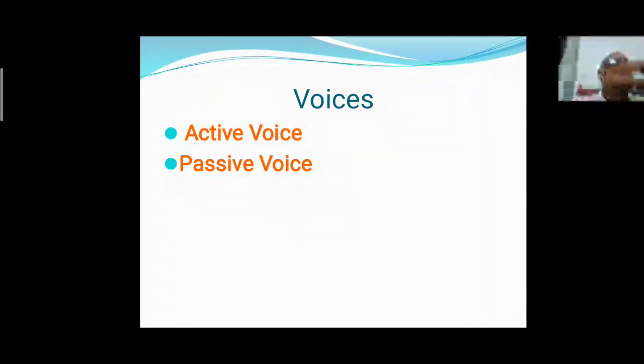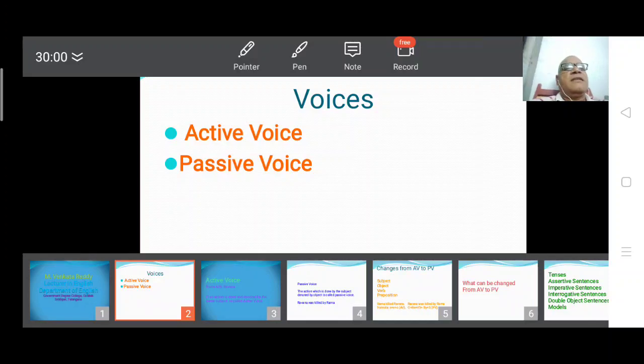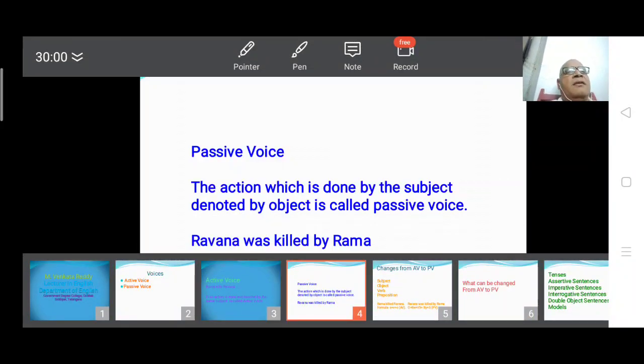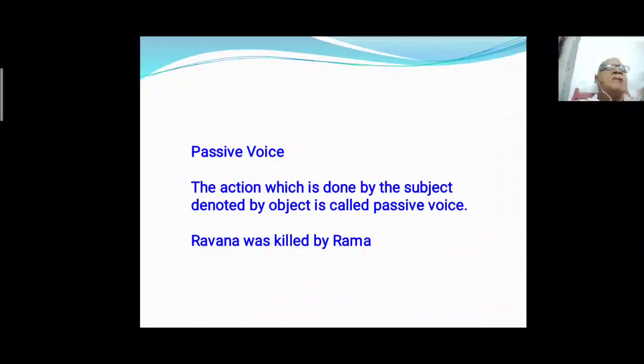Voice means the sound which is produced through the vocal cords, and the definition for voices can be given like this. If an action is done and denoted by the same subject, it is called active voice. Example: Rama killed Ravana.